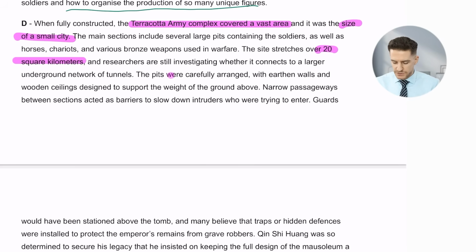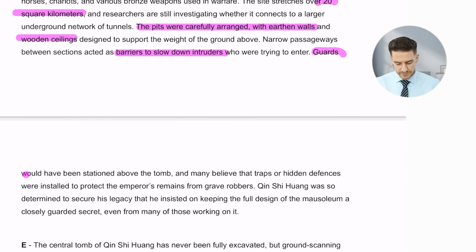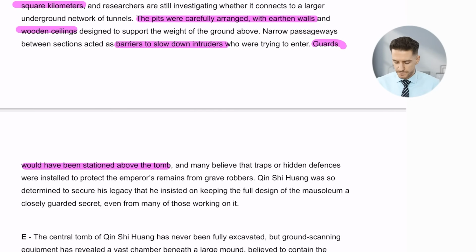The pits were carefully arranged. Okay, so maybe this could be about the features. Narrow passageways between sections acted as barriers to slow down intruders. So maybe this is about security. Guards would have been stationed above the tomb. There were traps. Maybe hidden defenses were installed to protect the emperor's remains.